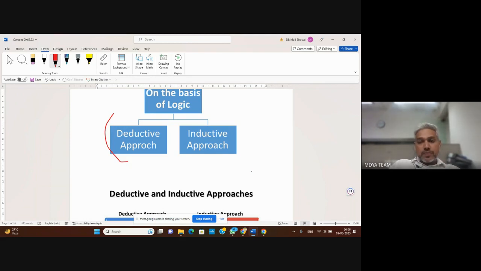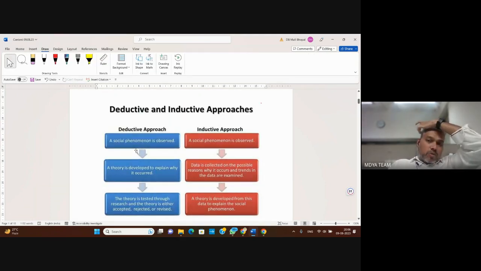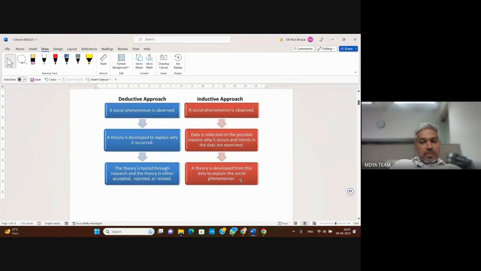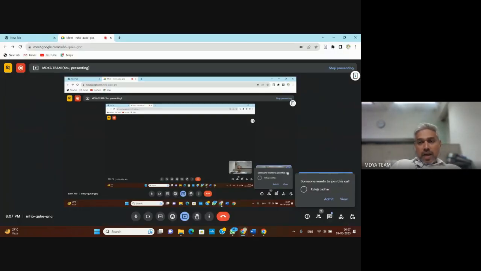In deductive and inductive approaches, see how they follow. In the inductive approach, you can see that a social phenomenon is observed, right? And after observation of the social phenomena, data is collected on the possible reasons for why it occurs, and trends in the data are examined. After that, a theory is developed from that data to explain the social phenomena. So this is the inductive approach.